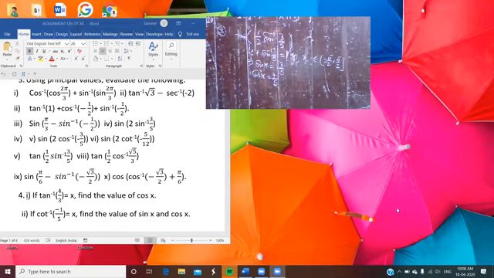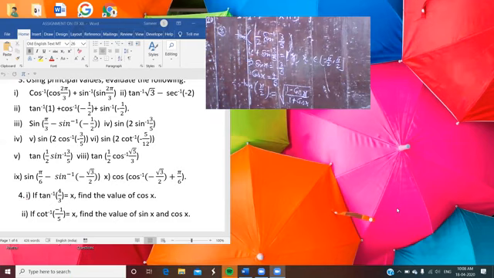With the help of the identity, you see that the value of cos x is 4 upon 5. If the value of cos x is known, your required function becomes tan x by 2. You have to find the value of tan x by 2. You have learned this identity: tan x by 2 can be written as under root 1 minus cos x upon 1 plus cos x. Putting the value of cos x here, you can very easily find its value.